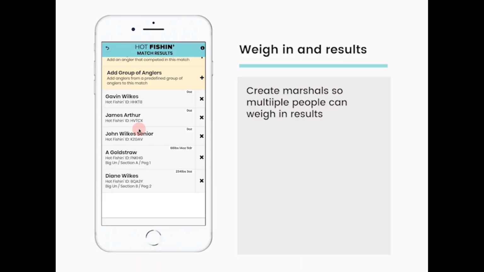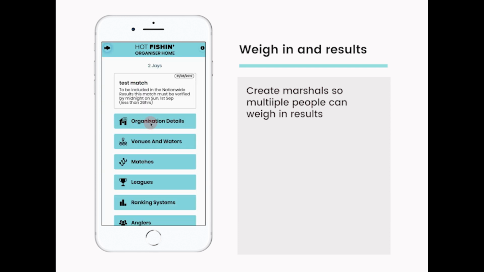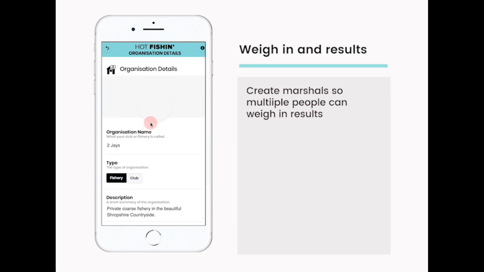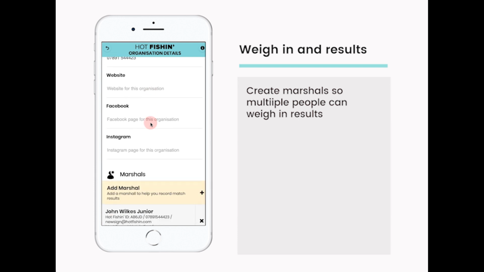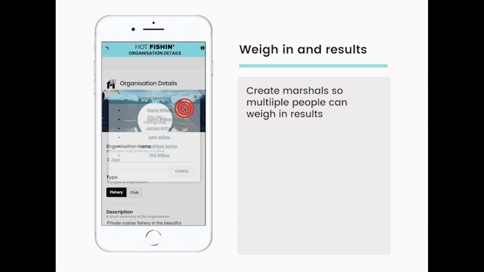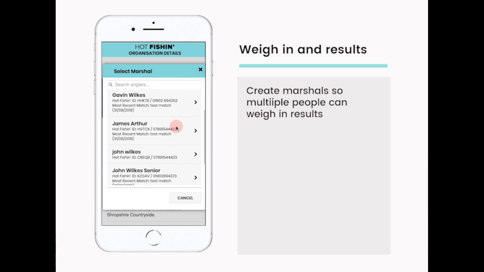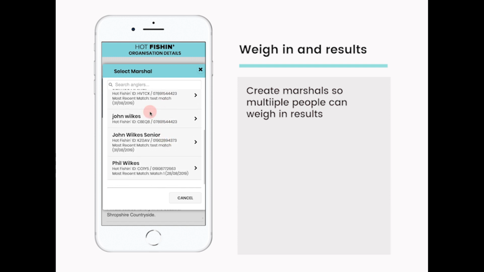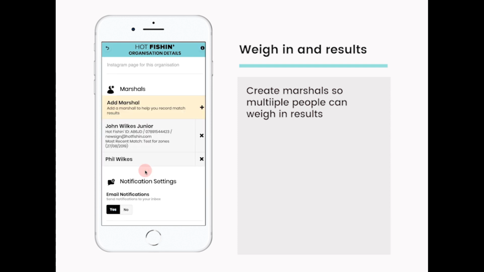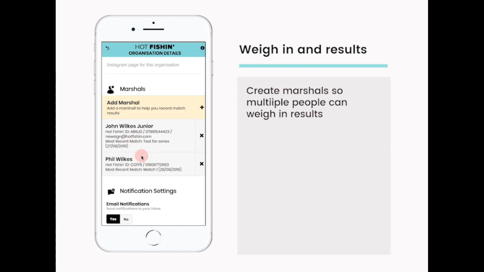For large matches when multiple people are weighing in, you can select other officials to add the results at the same time to make it much quicker. To do this, from the home page, you click into Organisation Details and scroll down to Marshals here. You would click Add Marshals. And the marshals are simply anglers that you've added during the angler section. So any anglers you've added will appear here, and I can go through and add that person as a marshal.